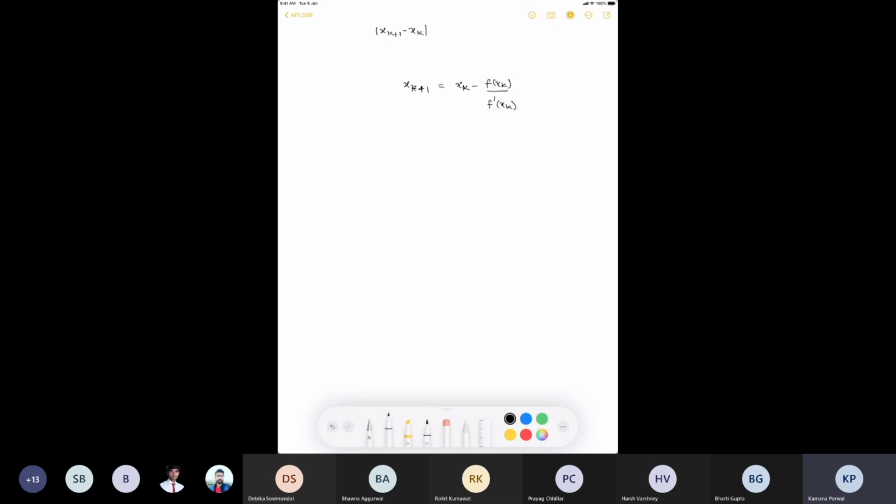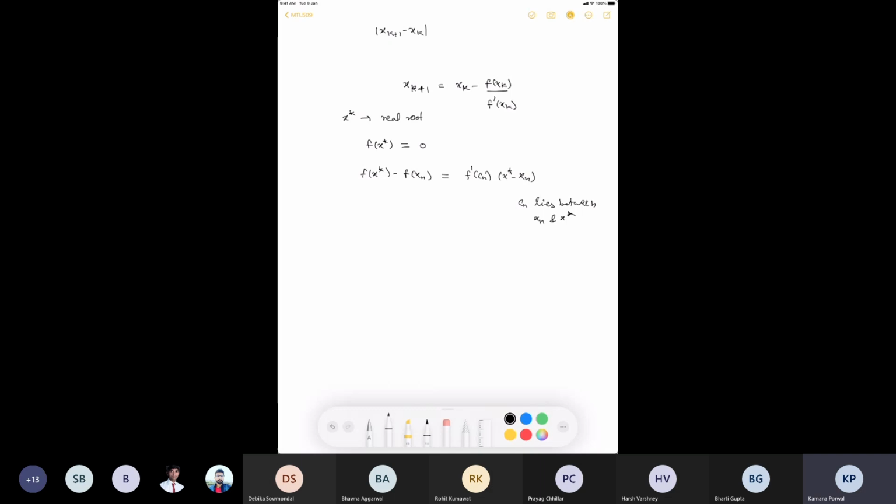Okay, so now let's try to see, I'm going to use the mean value theorem or the Taylor expansion. So what do we have? Suppose x star is the actual root, then we know that f of x star will be zero. So if I consider f of x star minus f of x_n, this is going to be f prime of c_n times x star minus x_n, using the mean value theorem, where c_n lies between x_n and x star.